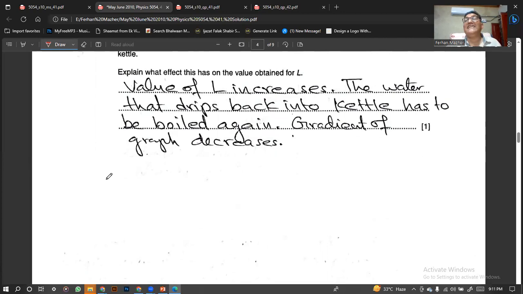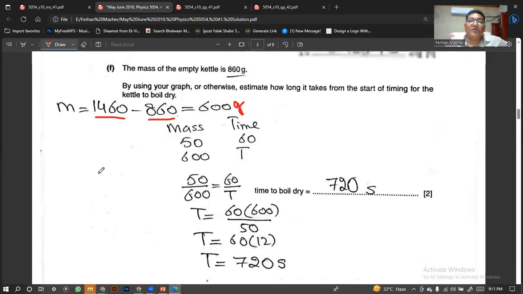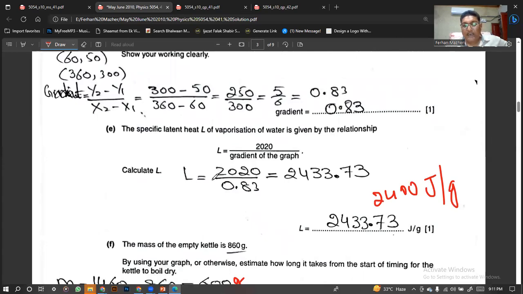Value of the L increases. The water that drips back into the kettle has to be boiled again. So the gradient of the graph decreases. And when the gradient of the graph decreases, the value of the L will be more. I can show you. You see the specific latent heat of vaporization L, that was 2020 divided by the gradient of the graph.